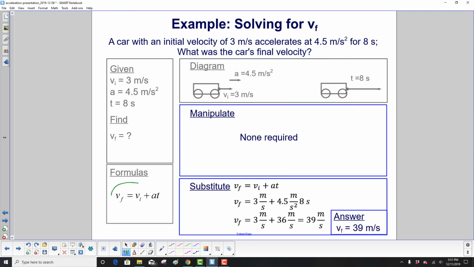This is nice this time. We've already rearranged it to have vf on the left side, the first kinematics equation. No manipulation required. So we have our equation here. We substitute in initial velocity, acceleration, and time. And see how the units work? Second cancels out with second squared, so you have meters per second plus meters per second. And our answer, after you do the multiplying and adding, is 39 meters per second.